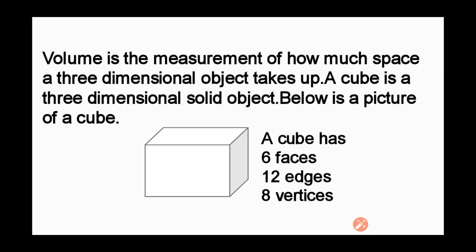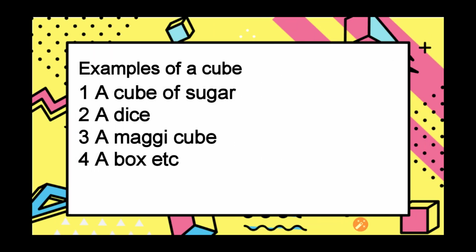We are going to be looking at some examples of a cube. The first example I have here is a sugar cube. A dice. We normally use a dice to play the game of Ludo. A Maggi cube, which our mommy uses in cooking at home, and also a box. One other one that is not here is an ice cube. All these are examples of a cube. There are so many others I didn't list here today, and I believe you have so many other examples that you know.